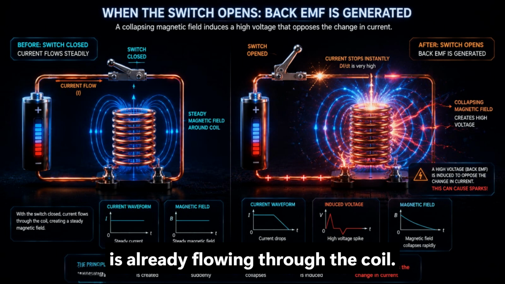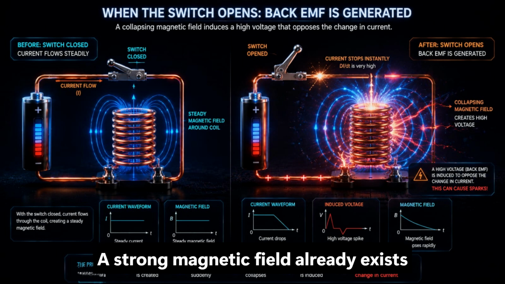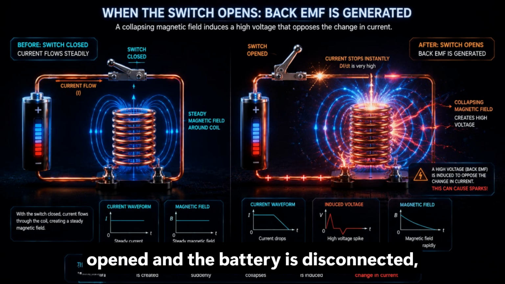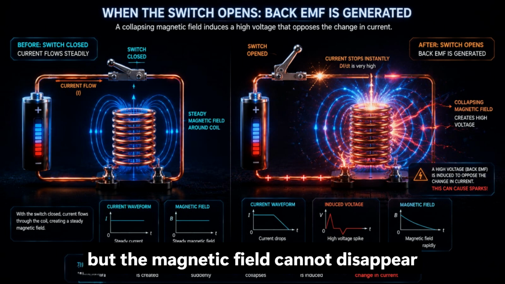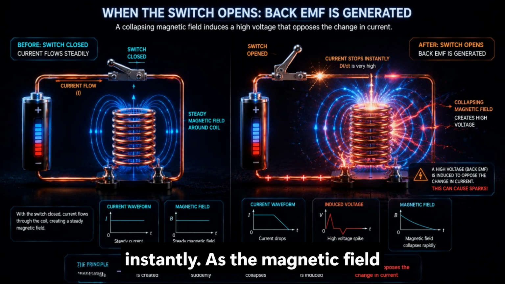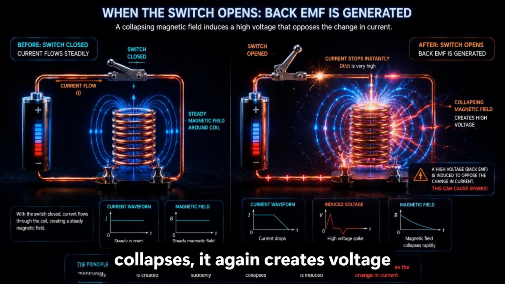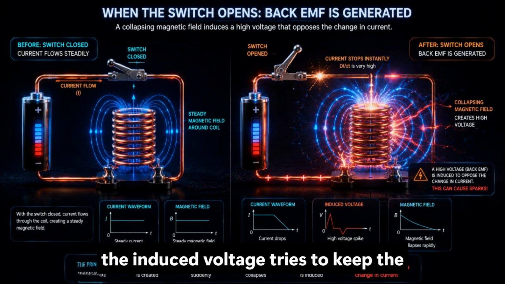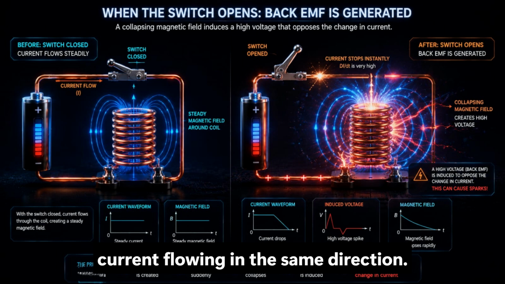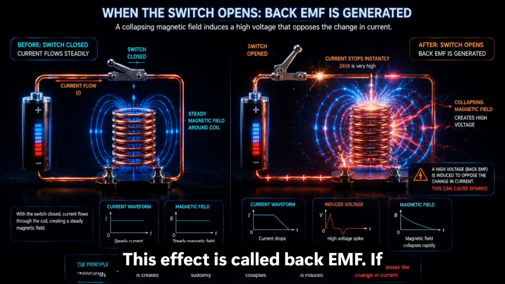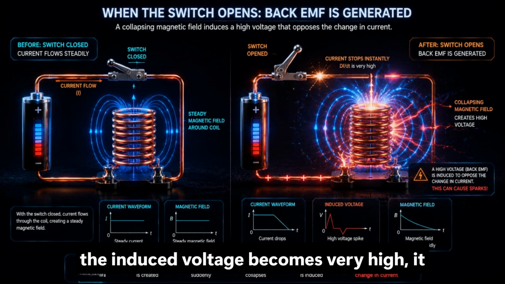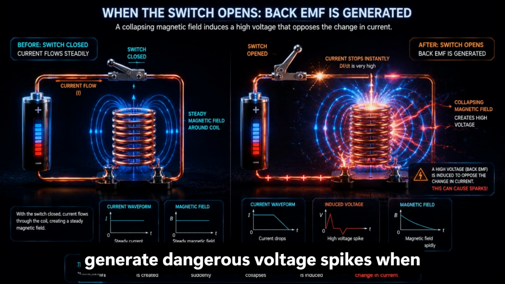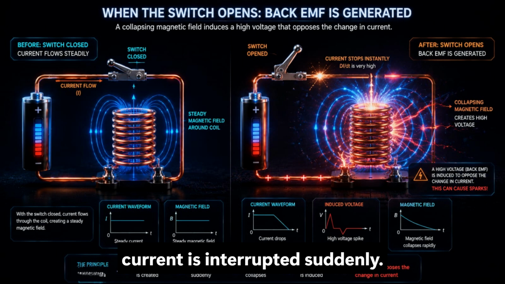Now imagine current is already flowing through the coil. A strong magnetic field already exists around it. Suddenly the switch is opened and the battery is disconnected. But the magnetic field cannot disappear instantly. As the magnetic field collapses, it again creates voltage inside the coil. This time, the induced voltage tries to keep the current flowing in the same direction. This effect is called back EMF. If the induced voltage becomes very high, it can create sparks across the switch contacts. This is why inductors can generate dangerous voltage spikes when current is interrupted suddenly.